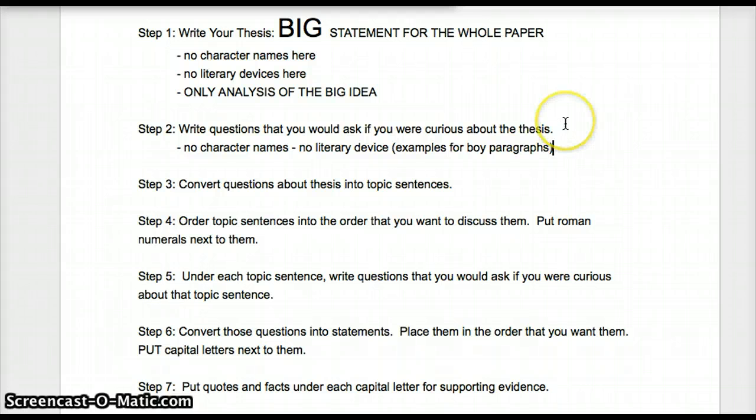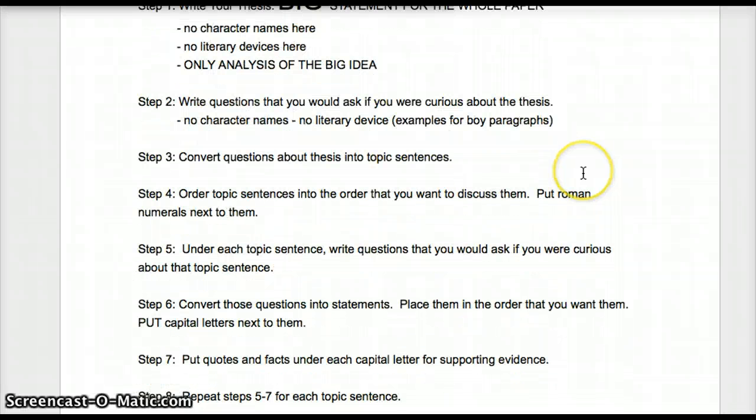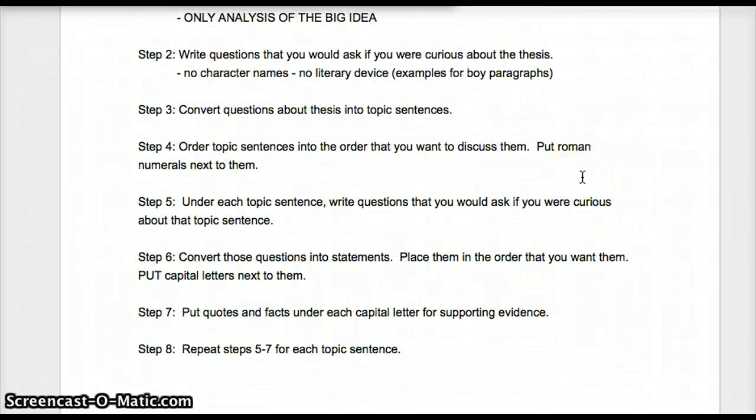Now, step 3, once you have written questions underneath your thesis statement, convert those questions into topic sentences. Once you've converted those questions into topic sentences, I want you to look at them closely and say, what order do I really want to talk about these? Once you've done that, put Roman numerals next to them. You now are starting to organize your paper.